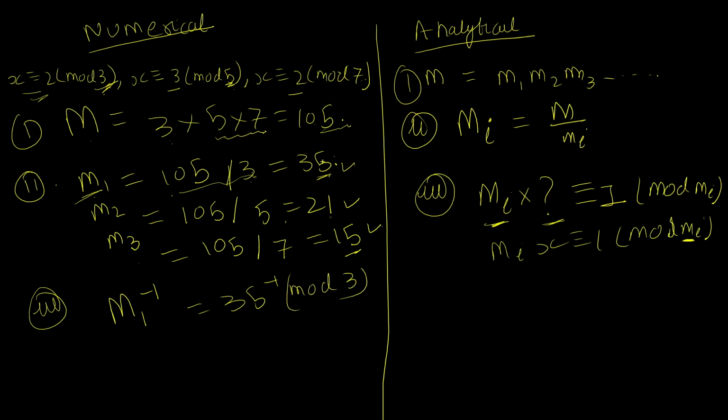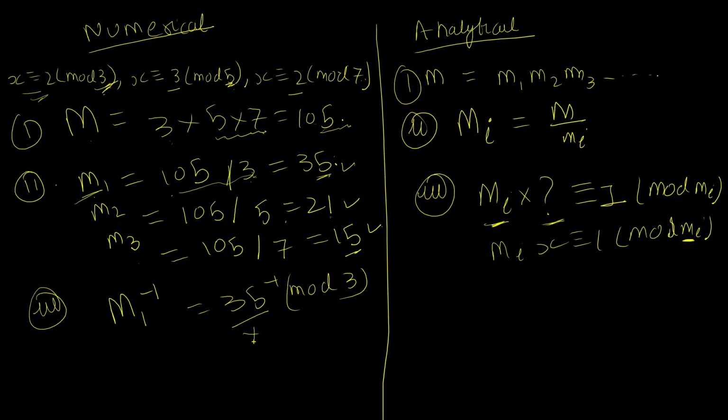Why 3? Because this comes from my first equation. And you should know here minus 1 does not mean 1 by 35. It rather means which number can I multiply 35 with so that the remainder is 1 when divided by 3. And let's say if I take 35 on its own, dividing by 3 would give me a remainder of 2. And that is not 1.